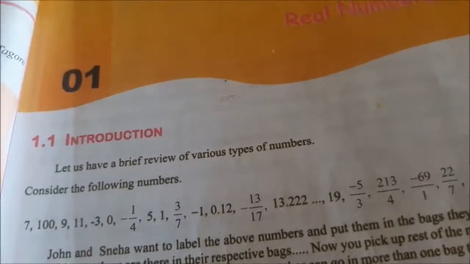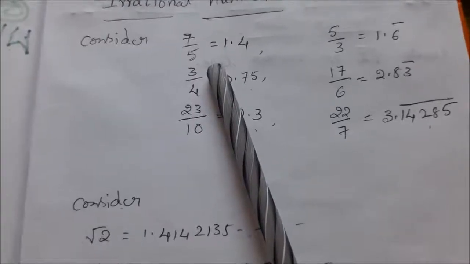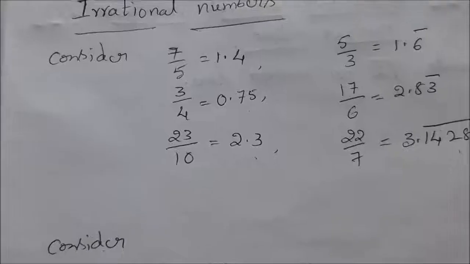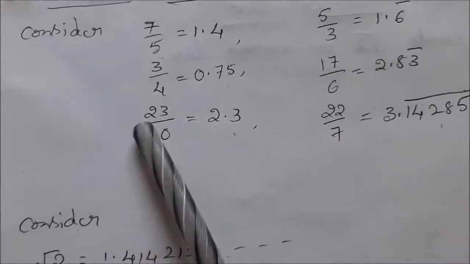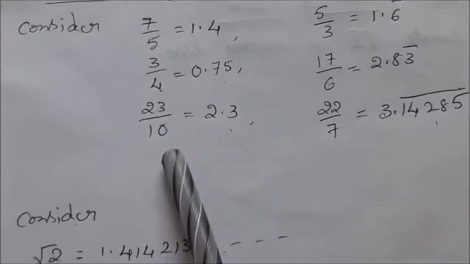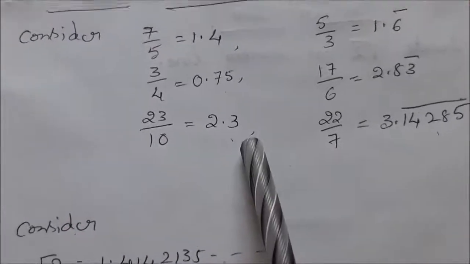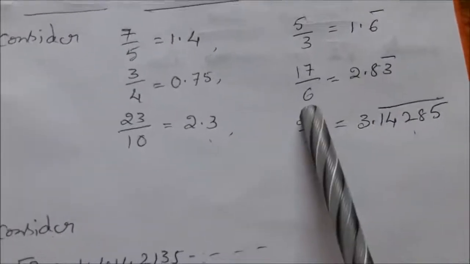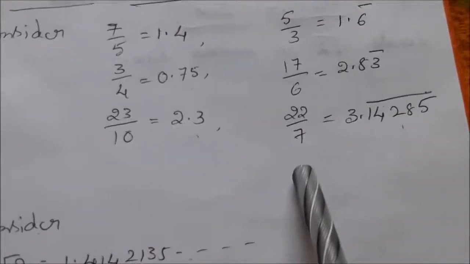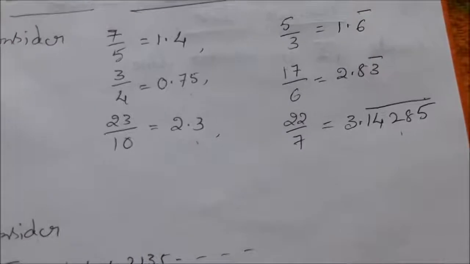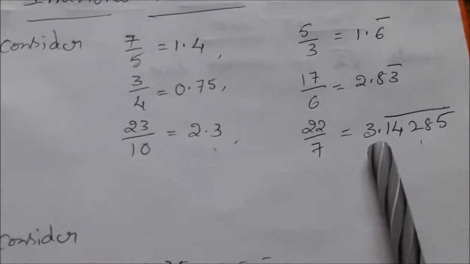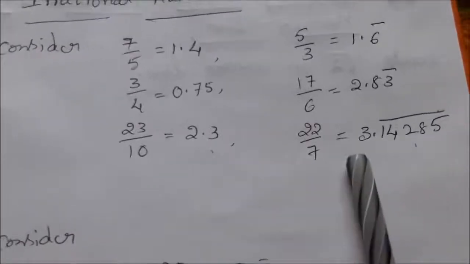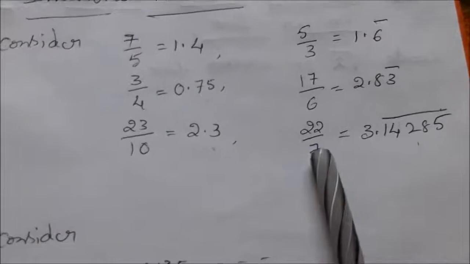First, what are irrational numbers? When you change the rational number 7 by 5 into decimal, the value is 1.4, and 3 by 4 equals 0.75, 23 by 10 equals 2.3. These are terminating decimals. Consider these: 5 by 3 equals 1.6 bar, 17 by 6 equals 2.83 bar, 22 by 7 equals 3.14285. These are non-terminating recurring decimals. So all these numbers are either terminating or non-terminating recurring decimals. That's why these are rational numbers.